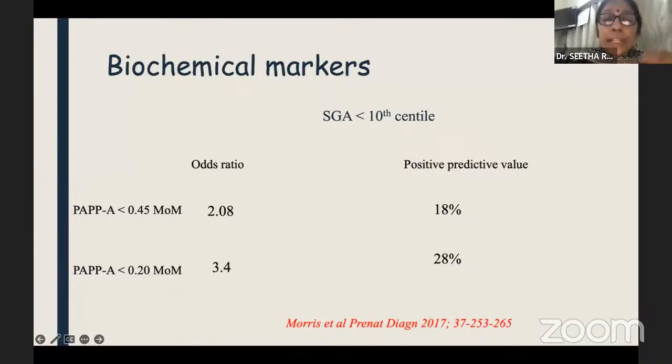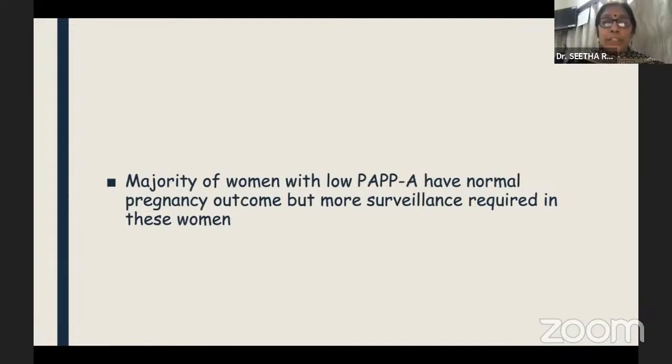But here they have actually divided, and they said if the PAPP-A was very low, the positive predictive value is in the range of 28% to predict these women having a small for gestational age baby. However, the majority have a normal outcome, but they need to have more surveillance.